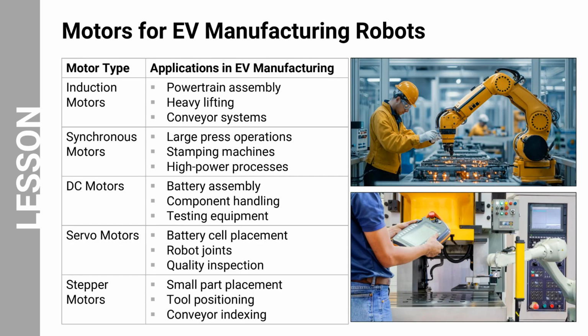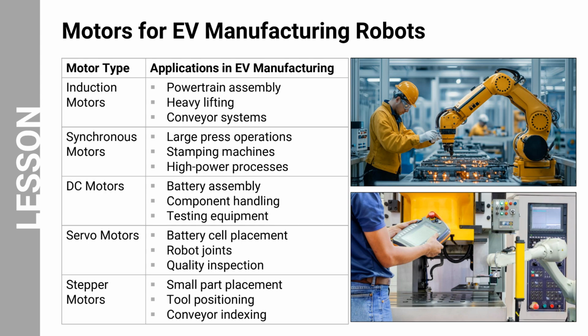Here's a list of various motor types and their specific applications in robotics for EV manufacturing processes. Induction motors are primarily used for powertrain assembly, heavy lifting operations, and conveyor systems throughout the facility. Synchronous motors handle large press operations, stamping machines, and high-power processes that require consistent performance. DC motors are employed in battery assembly, component handling, and testing equipment where speed control is important.